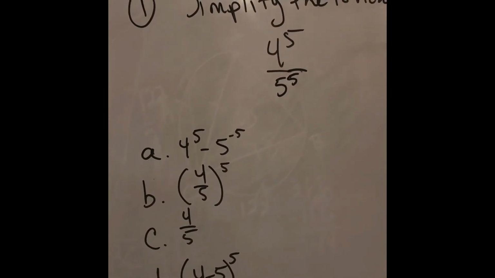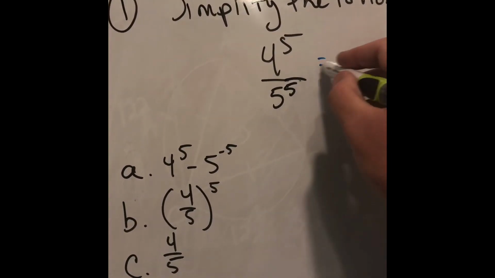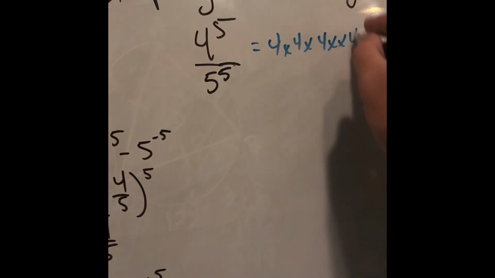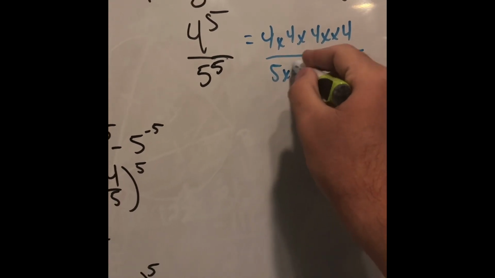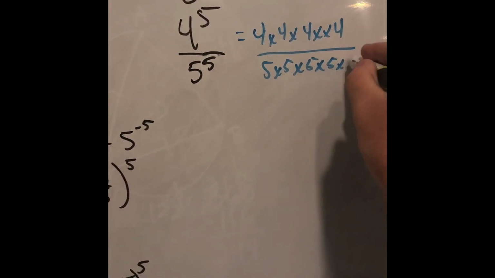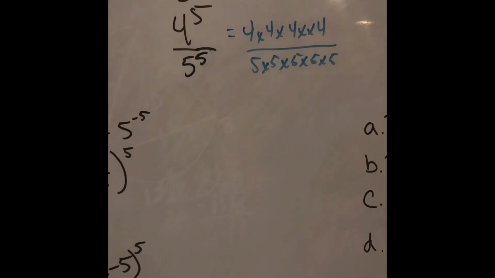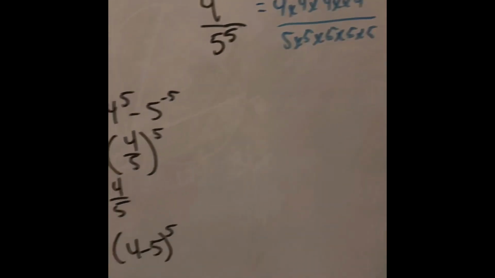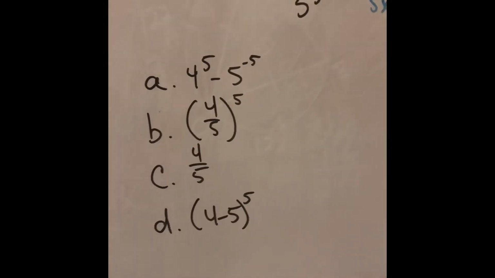Now, if you want, you can take this out and go 4 times 4 times 4 times 4 times 4 on your calculator, and do the same with the 5s. 5 times 5 times 5 times 5 times 5 on the calculator. You're going to get this super big fraction. We don't really want to deal with that. So let's take a look at some of the answers that they give us.